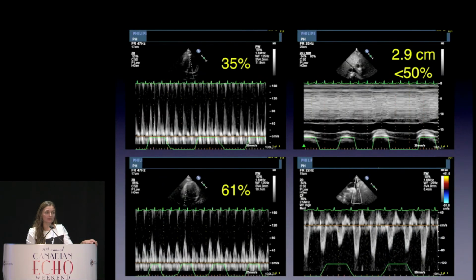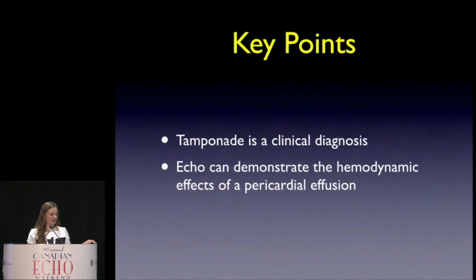Looking at Doppler, there's an inspiratory drop in the E velocity of 35%. Across the tricuspid valve, 61%. The IVC is big and did not collapse. And on the bottom, we have Doppler of the descending aorta. We see variation in peak velocities, which would be the echo equivalent of pulsus paradoxus.